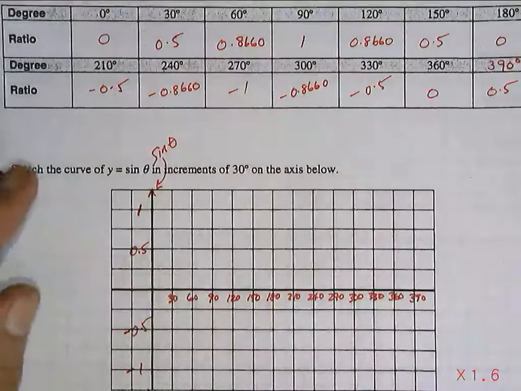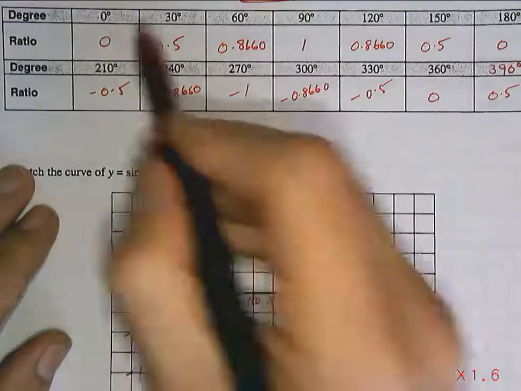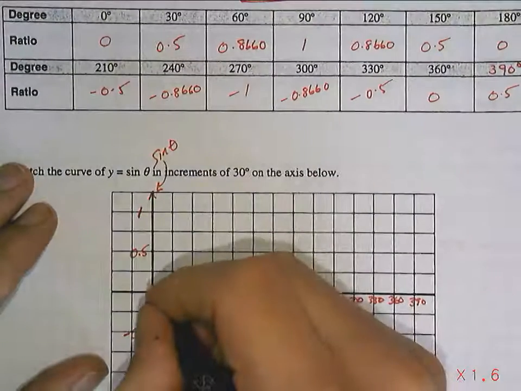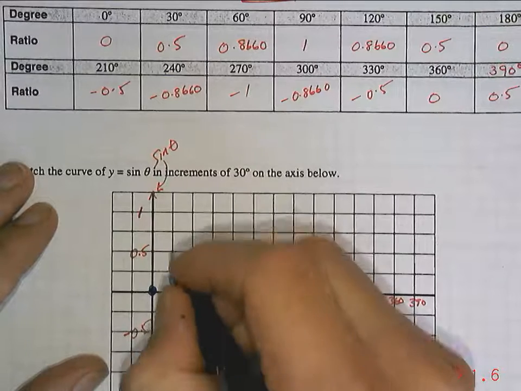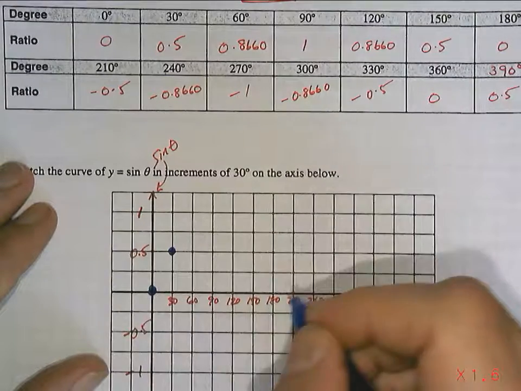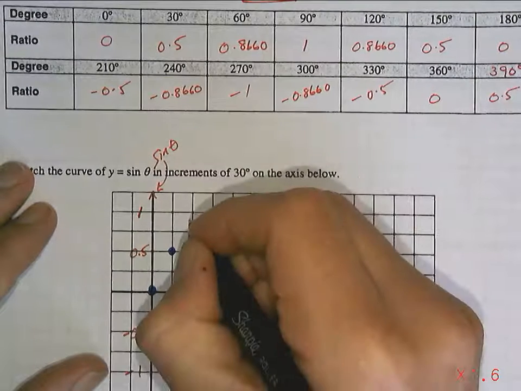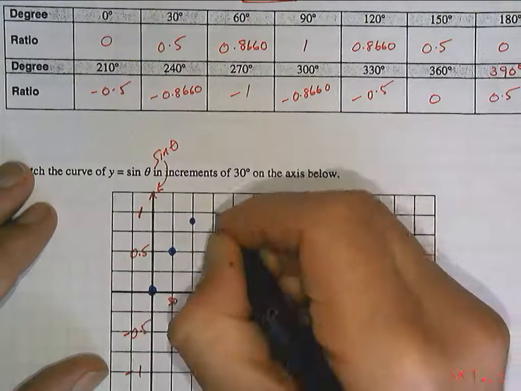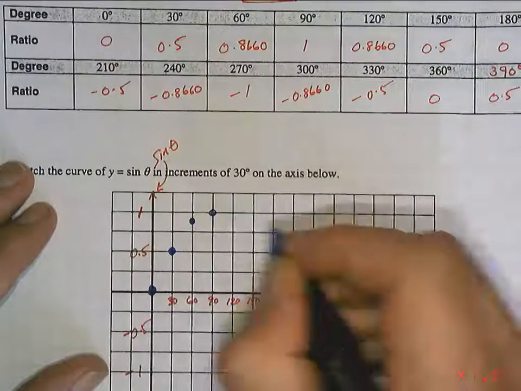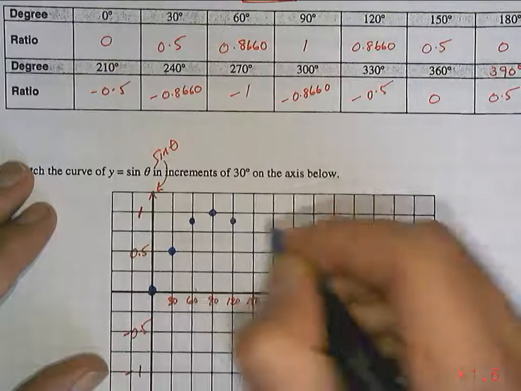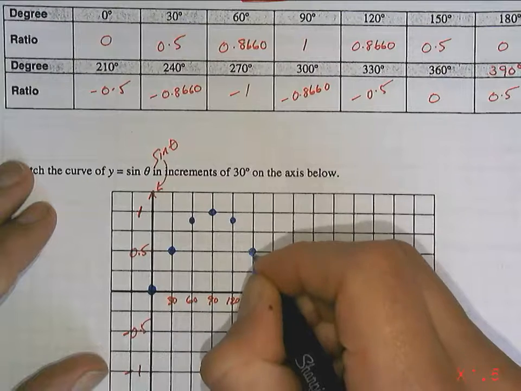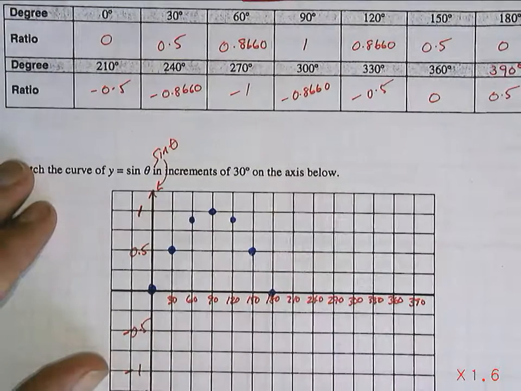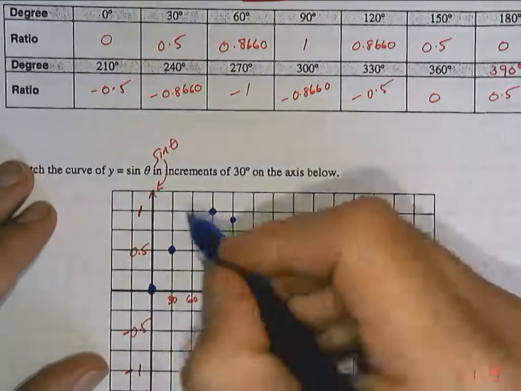Let's graph the points. 0, 0. 30, 0.5. 60, 0.866. 90 goes to 1. 120 comes back down. 150 hits 0.5. 180 hits 0. Wow! That kind of looks like this.